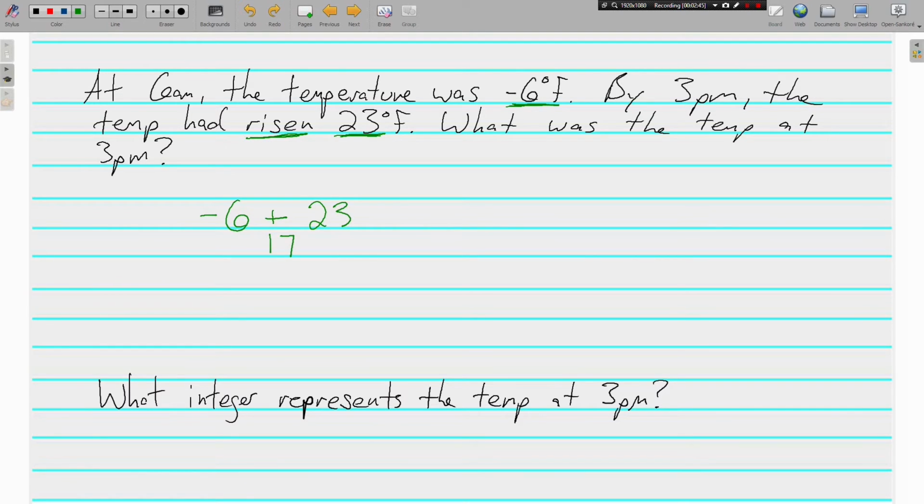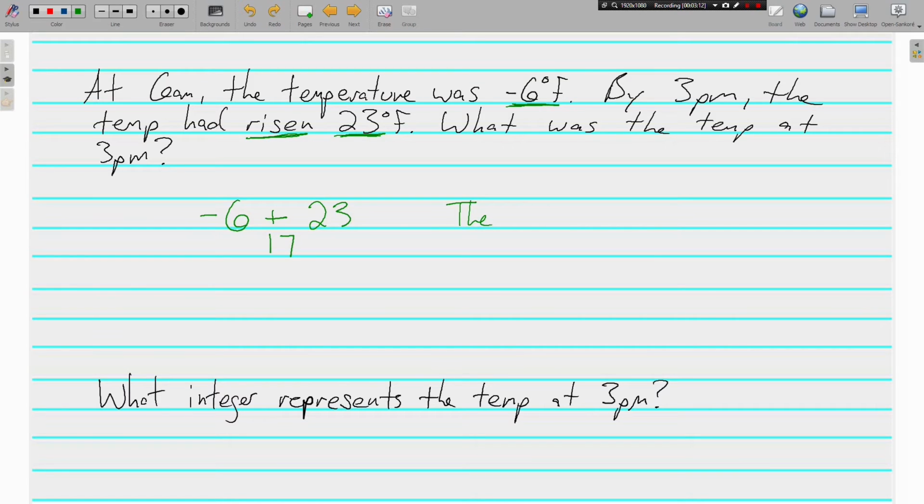And which one of these is a stronger number, the 6 or the 23? The 23 is stronger because it has a greater absolute value. It's further away from 0. So we're going to stay with a positive 17. All right? To answer what we were asked, what was the temperature at 3 p.m.?